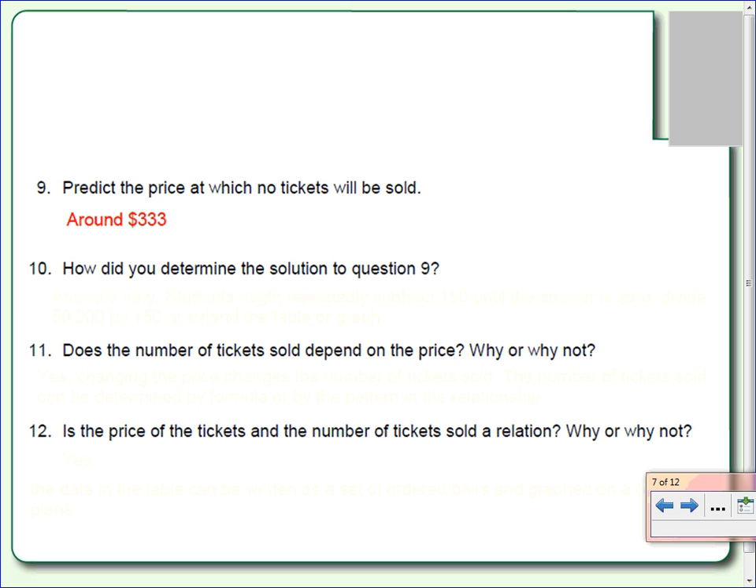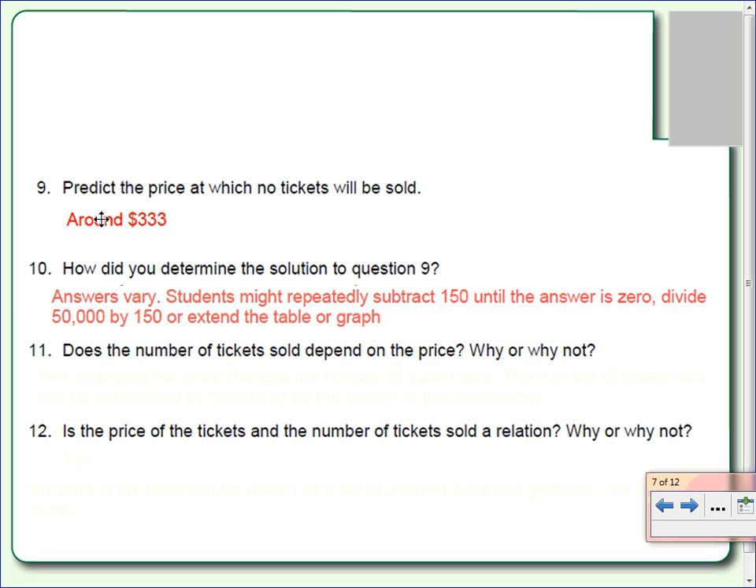Well, there's a couple of different ways. One of them is just following the pattern, right? Students might repeatedly subtract 150 until the answer is 0. We could also divide 50,000 by 150 or extend the table and graph, which for us, that's probably what we're going to do. We're just going to extend the table or the graph. So that would be good enough, right? Just extend the table or graph. We just keep going with that same pattern over and over until we get to 0.